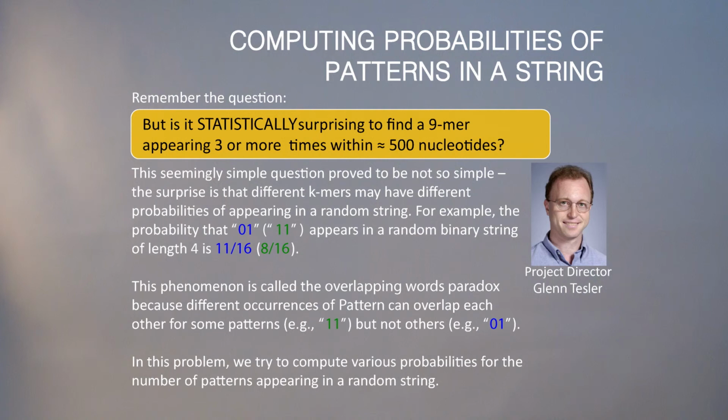So in this problem, we want you to answer the question shown at the top of this slide and give the exact probability, figuring out how surprising it is to see frequent words of different types in DNA strings. This project will be directed by Professor of Mathematics at the University of California, San Diego, Glenn Tesler. Our first lesson is coming to an end.